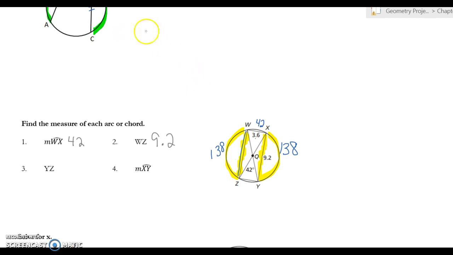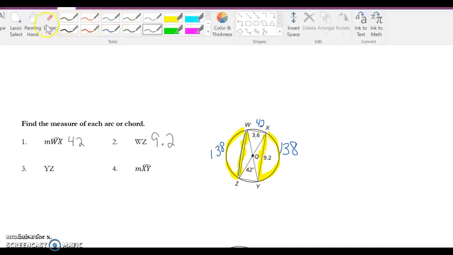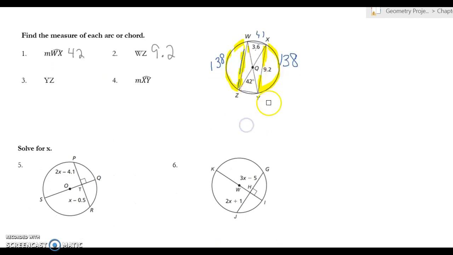Okay, so now what I'm going to do is I'm going to erase those things again so you can see it, because there's a lot of information on that picture. There we go, all clean. Okay, so now let's look at the next one. Y to Z. This right here, Y to Z. Well, this is 42 again. And this is 42 again. So that means those chords are equal, similar to what we did there. So Y to Z is also 3.6.